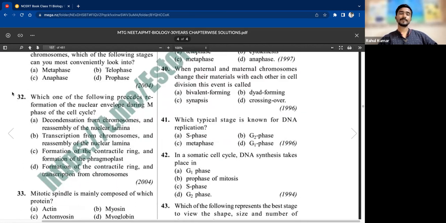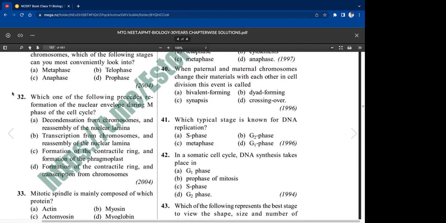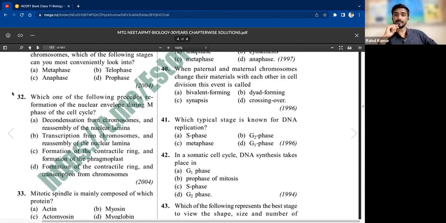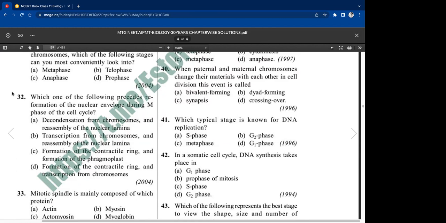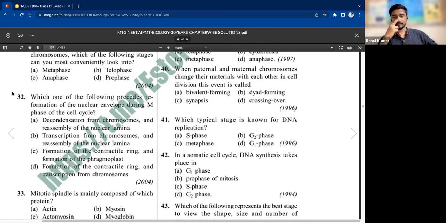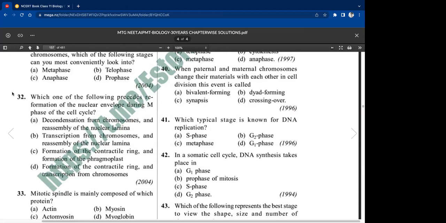Aisha, question number 32. Most of the questions in the cell division chapter are concept based. Which one of the following precedes, not proceeds, precedes, which means comes before, reformation of the nuclear envelope during M phase of the cell cycle? Decondensation from chromosomes and reassembly of the nuclear lamina; transcription from chromosomes and reassembly of the nuclear lamina; formation of the contractile ring and formation of the phragmoplast; formation of the contractile ring and transcription from chromosomes.